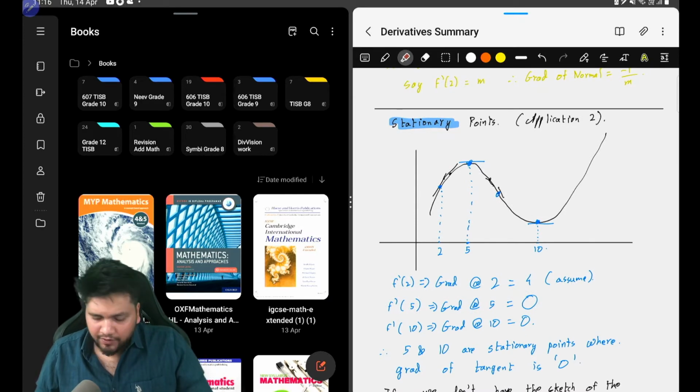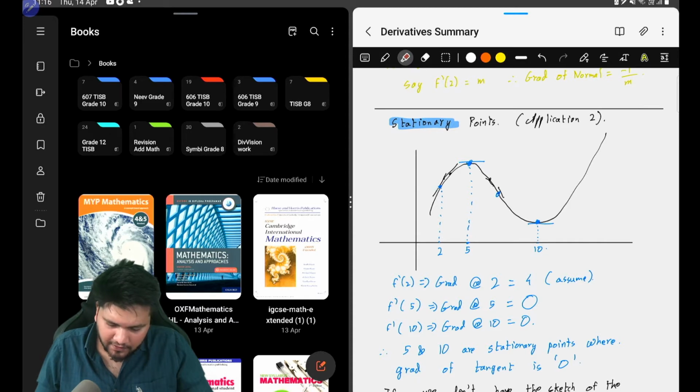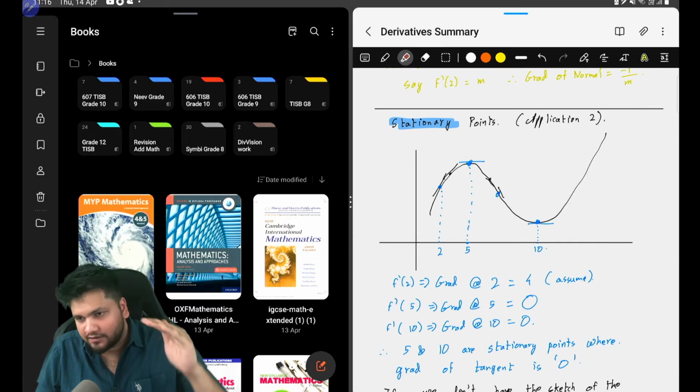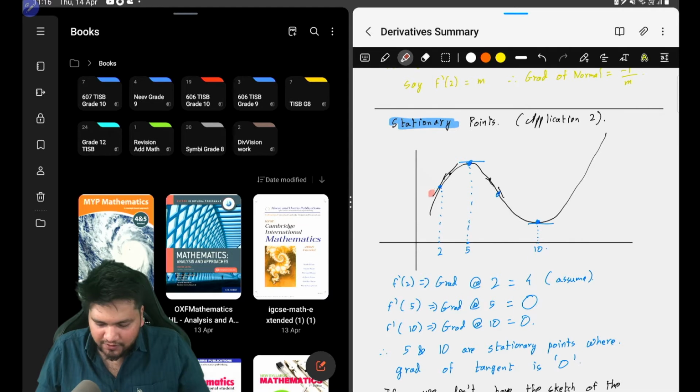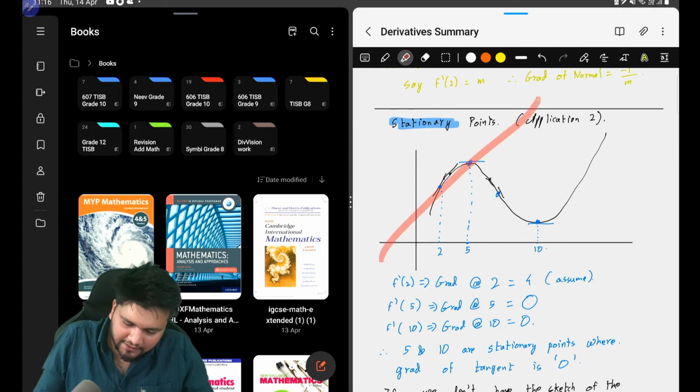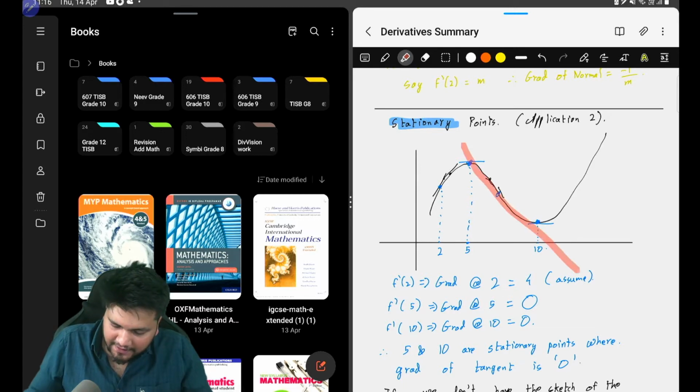In stationary points, as you can see, when the function is rising or increasing, the gradient is always positive. You can see that here. So it's tilted like this. But when it is decreasing, the tangents are like this, though you don't have an increasing decreasing function.